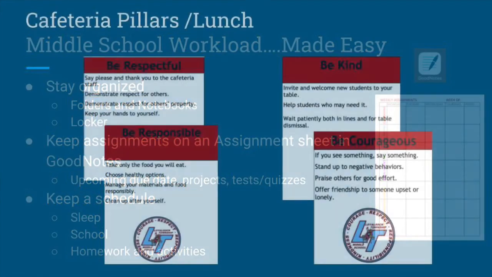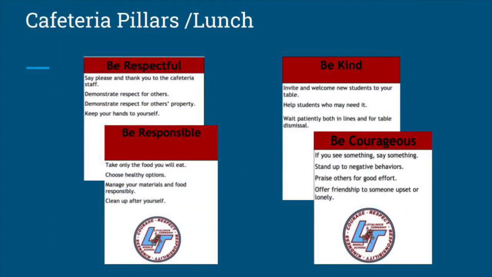This year, we have purchased brand new cafeteria tables that are to be delivered on August 24th. So whether we're 6 feet apart or a little bit closer, always remember to follow our pillars.